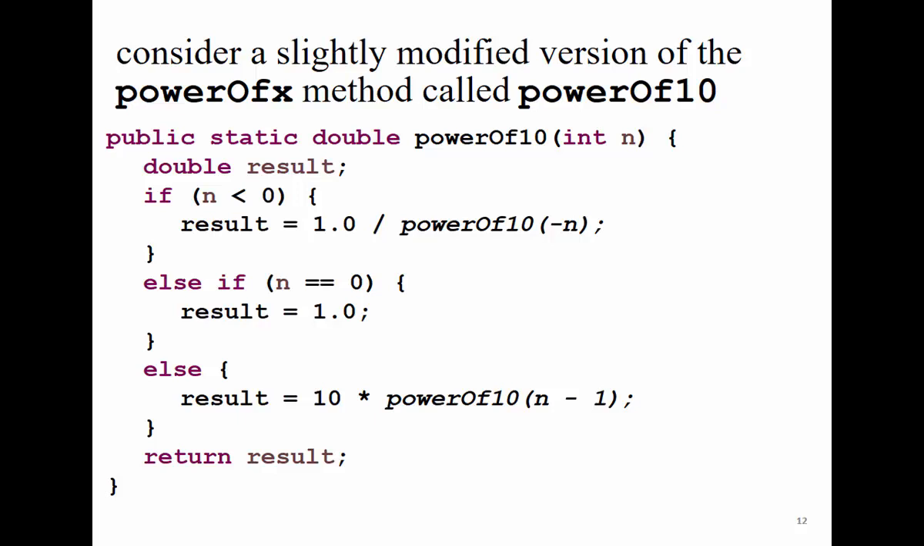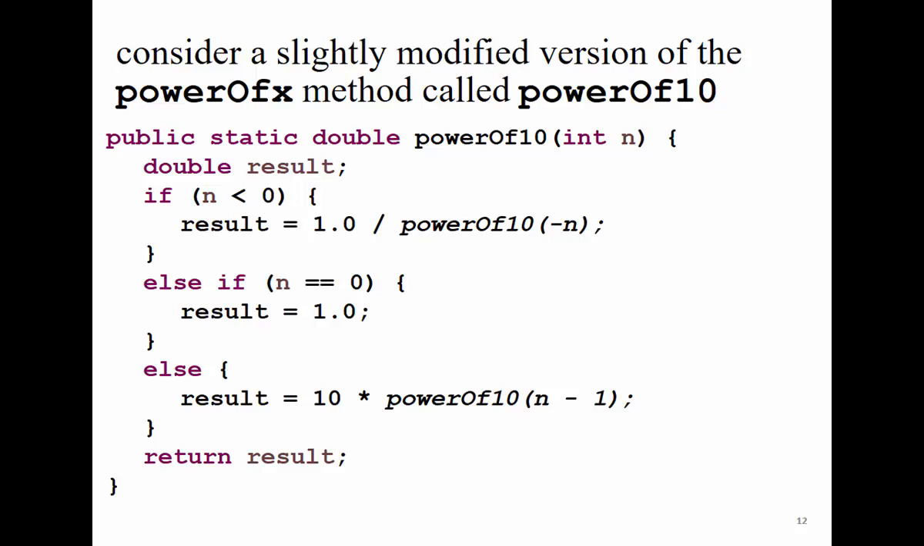So if we have power of 10, we know that x is equal to 10 now, so only one argument is needed, integer n. Now we have the double as the result. If n is less than 0, we're going to call 1 over power of minus n. If n is equal to 0, in this case, we will have the base case. We return 1. Otherwise, we're going to return 10 times power of n minus 1. So we modify, and we have another version of power of x, but now we fix x as 10.